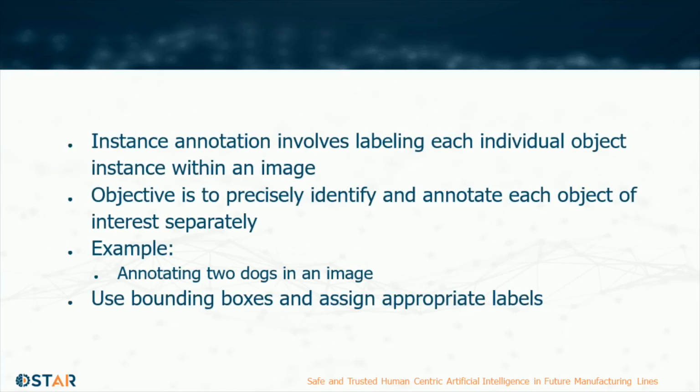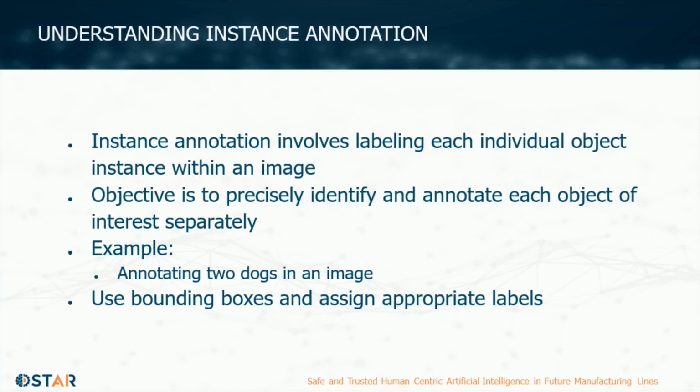1. Understanding instance annotation. Instance annotation involves the labeling of each individual object instance within an image. The goal is to precisely identify and annotate each object of interest separately. For example, if we have an image containing 2 dogs, instance annotation would require us to annotate each dog separately by drawing bounding boxes around them and assigning appropriate labels. This level of annotation is useful when the task requires distinguishing between different instances of the same object class within an image.